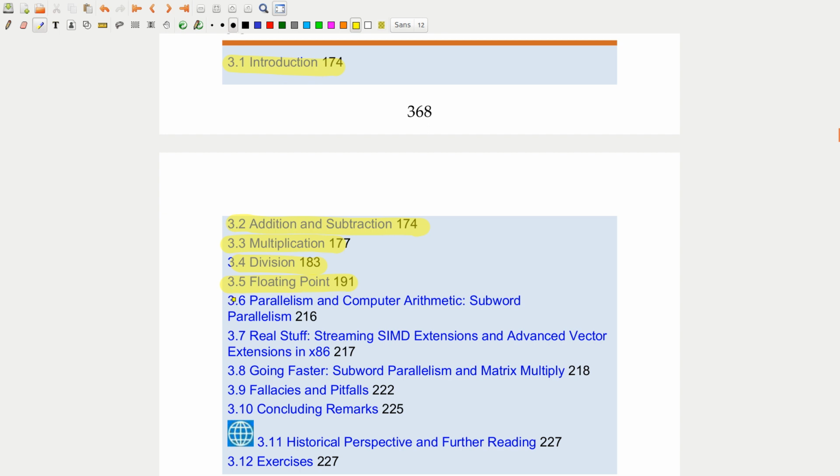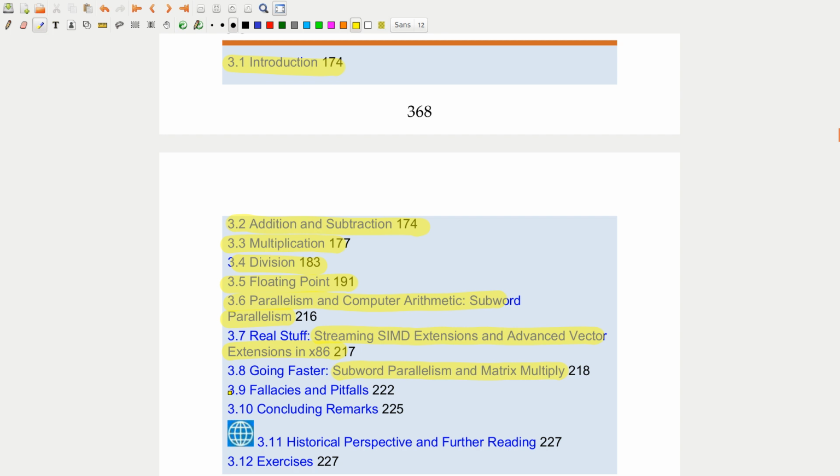Then we're going to talk about some very interesting concepts like parallelism, specifically subword parallelism. And then we'll probably go over some of these extra sections, so some streaming SIMD and advanced vector extensions in x86. This will be some modern stuff that Intel processors do. We're going to be going over how we can accelerate something like matrix multiply. If you're somebody that's a big fan of artificial intelligence or machine learning, this will be especially important to you. Pretty much all of machine learning really stems from this idea of matrix multiplication and linear algebra operations.